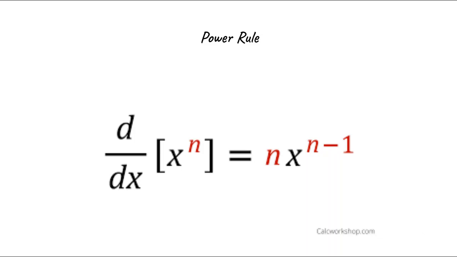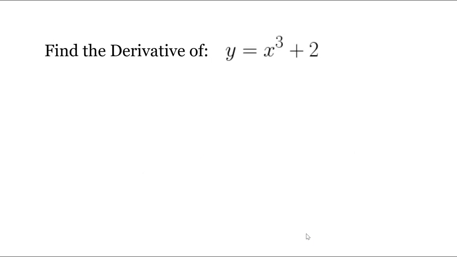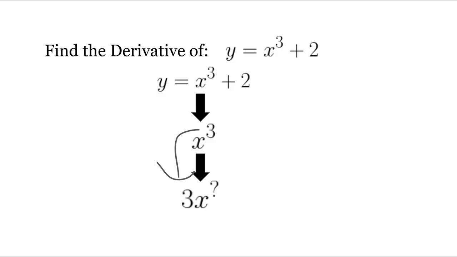Essentially, we take down the exponent of x, multiply it with the coefficient, and subtract the original exponent by 1. For instance, let's find the derivative of this example, y equals x cubed plus 2. For the first part, which is x to the power of 3, we bring down the 3 and then subtract the exponent by 1, giving the power of 2, resulting in 3x squared.